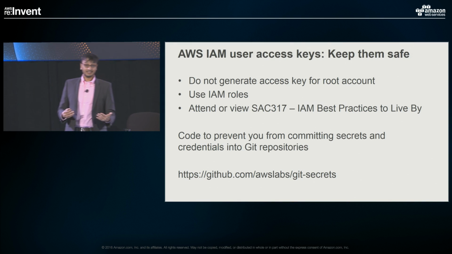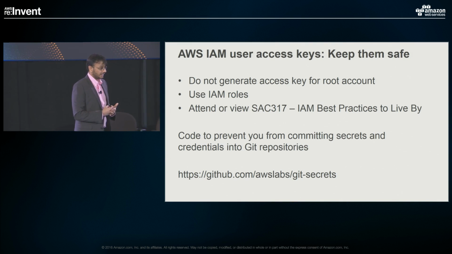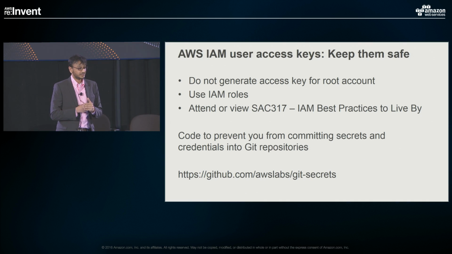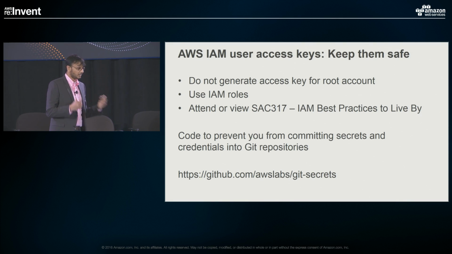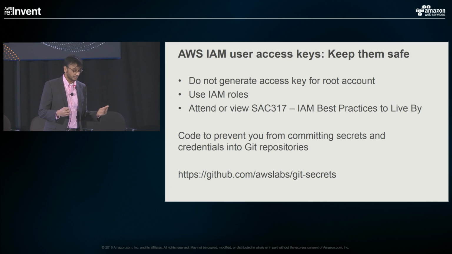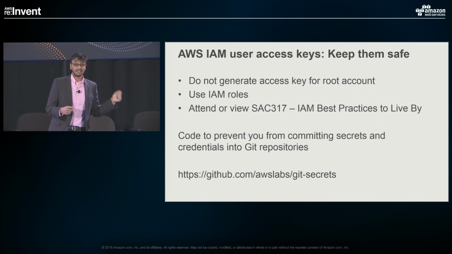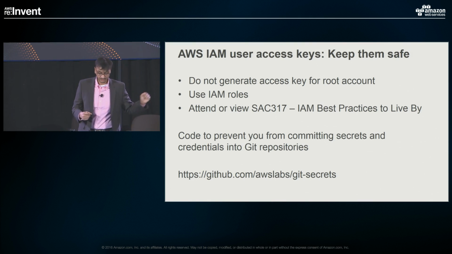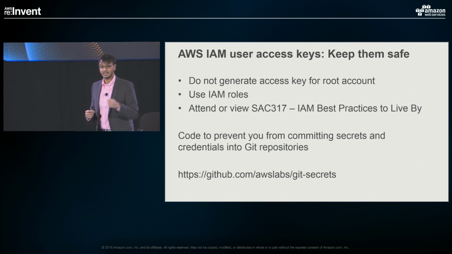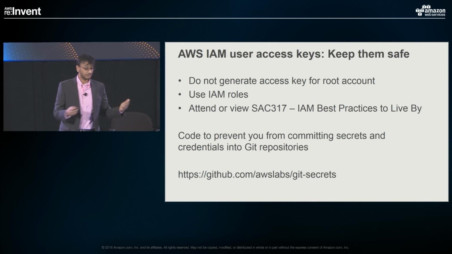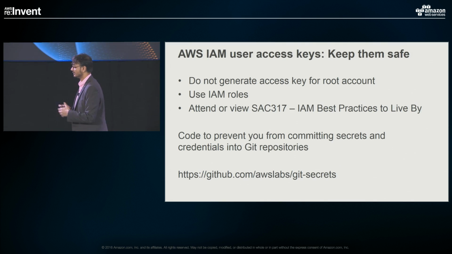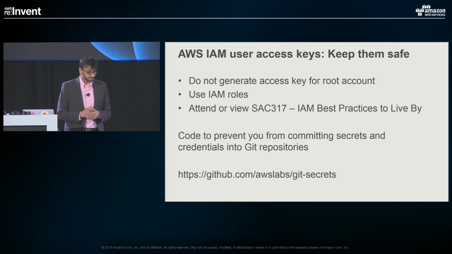And of course, access keys. So if you haven't already, you should check out the SAC317 IAM best practices to live by. And some of the things that are mentioned there, you should implement because these are sort of bread and butter security stuff. Do not generate access keys for your root account. Use IAM roles. And I also mentioned there's something called git-secrets that you can embed with your development process that actually checks that you're not checking access keys into Git, right? Very important. You should never check access keys into Git, but that's why there are tools to prevent that.